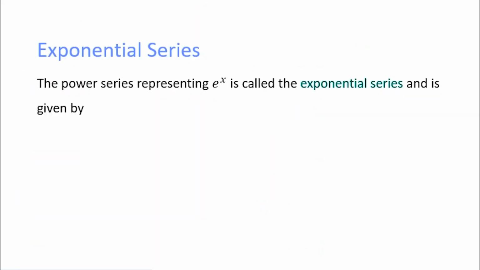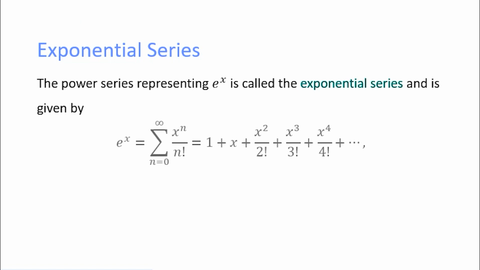The power series representing e to the power of x is called the exponential series, and it's given by the infinite sum of x to the power of n over n factorial, which converges for all x. Well, this means that we can use this formula for any x values and not only for a small interval. Also, I would like to show you how we receive the first two terms.